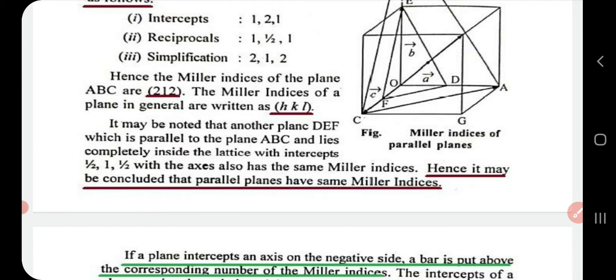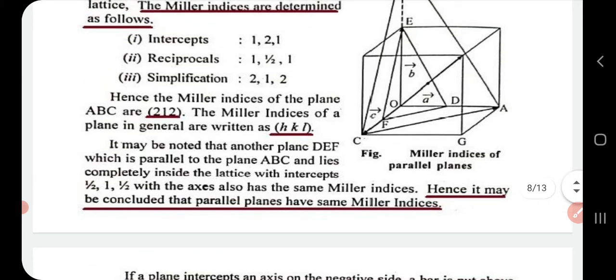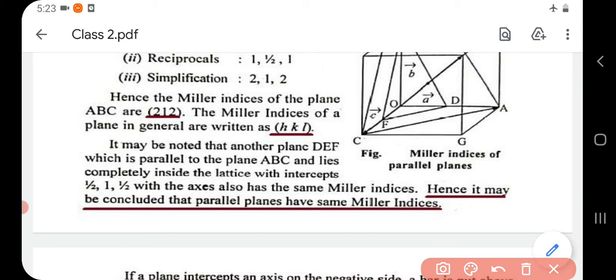Okay, it may be noted that suppose that you have another plane in the figure, DEF, which is parallel to the plane that we have discussed now, ABC, and suppose that it lies completely inside the lattice and it's making the intercepts half, 1, half. Then what will be the Miller indices? Just take the reciprocal. So here they have given the intercepts as half, 1, half. So take the reciprocal. So it will be 2, 1, 2.